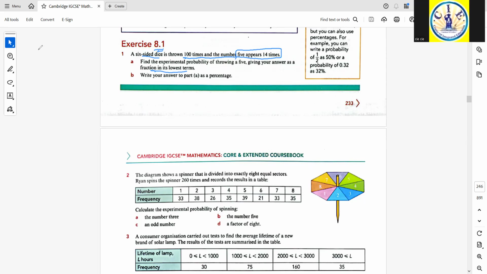As you know, the probability of an event E is actually the number of required outcomes divided by the total number of outcomes. So we would be using this formula to calculate the answer to question number 1.